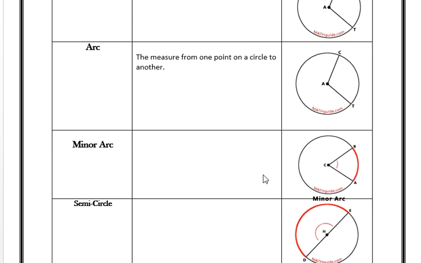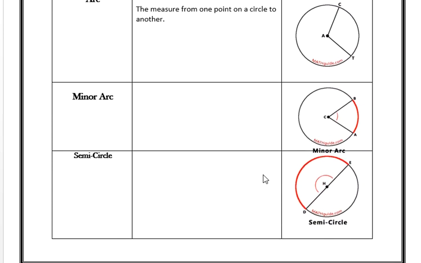So there are very specific types of arcs. There's a minor arc, as you can see in this picture here, minor arc BA, and it's called a minor arc because it's less than 180 degrees, and that's what makes it a minor arc. So let's write that down. Here we go: an arc that measures less than 180 degrees.